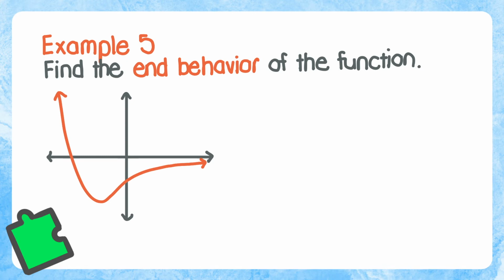Please try this similar example on Edpuzzle. Find the end behavior of this function. Notice as we go to the far right, we're approaching the x-axis. What does that mean?